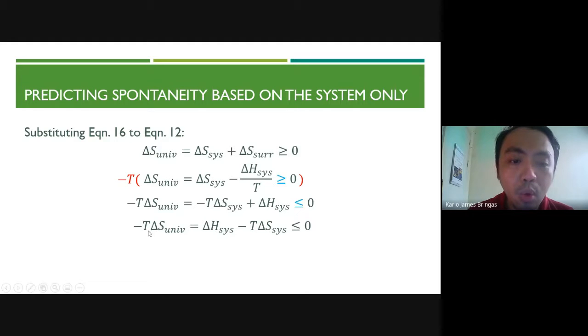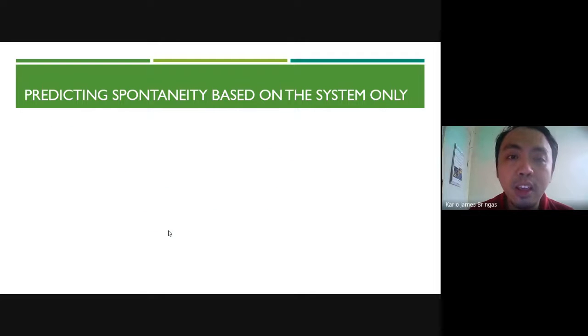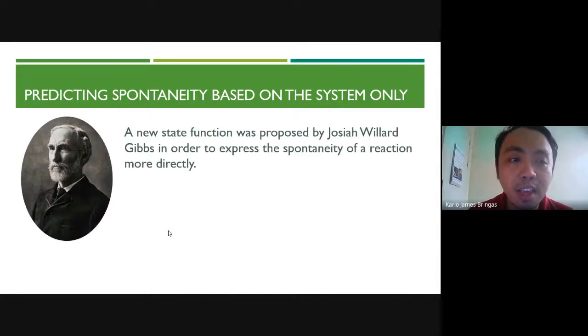So all we need to do is just get rid of this term, which has the delta S for the universe. So here is where Josiah Willard Gibbs comes in. So that's him on the picture there. Gibbs has proposed a new state function that allows us to express the spontaneity of a reaction more directly, which he called Gibbs energy.